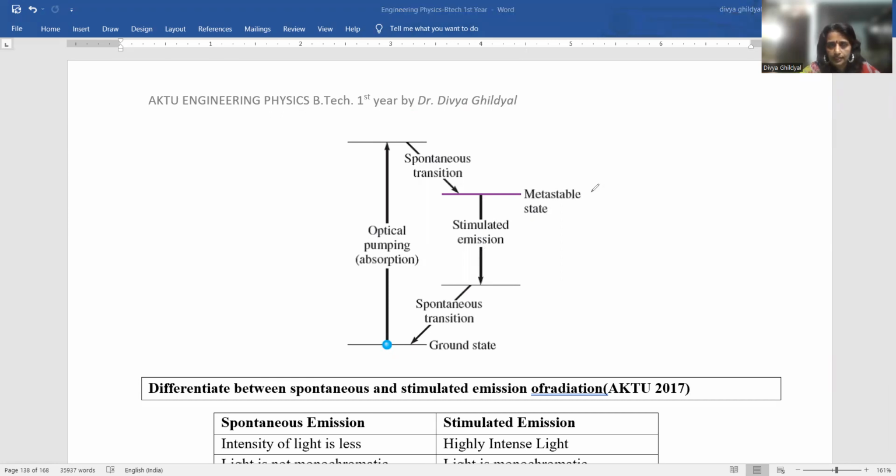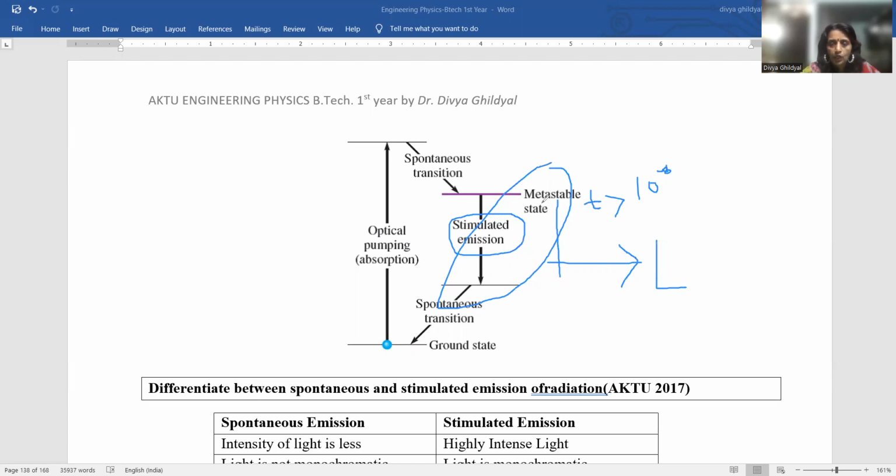See, metastable state, here the time is more than 10 to the power of minus 8 seconds. From this state, when the atom drops down, the process is known as stimulated emission. Earlier one was spontaneous, happening on its own. This energy level will emit laser light. Please remember that in your energy level diagrams.